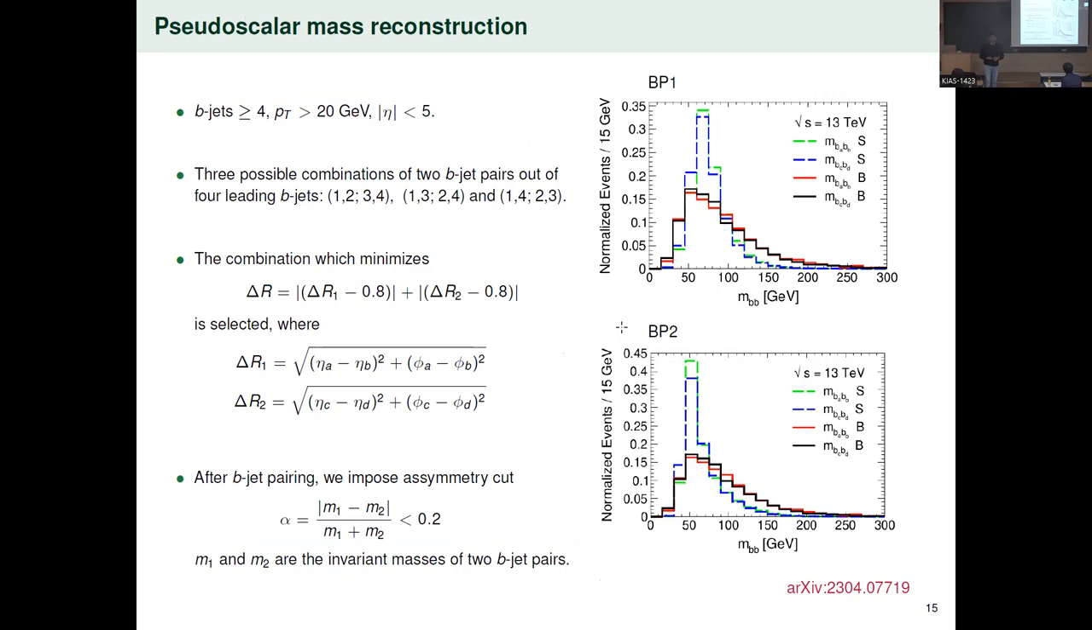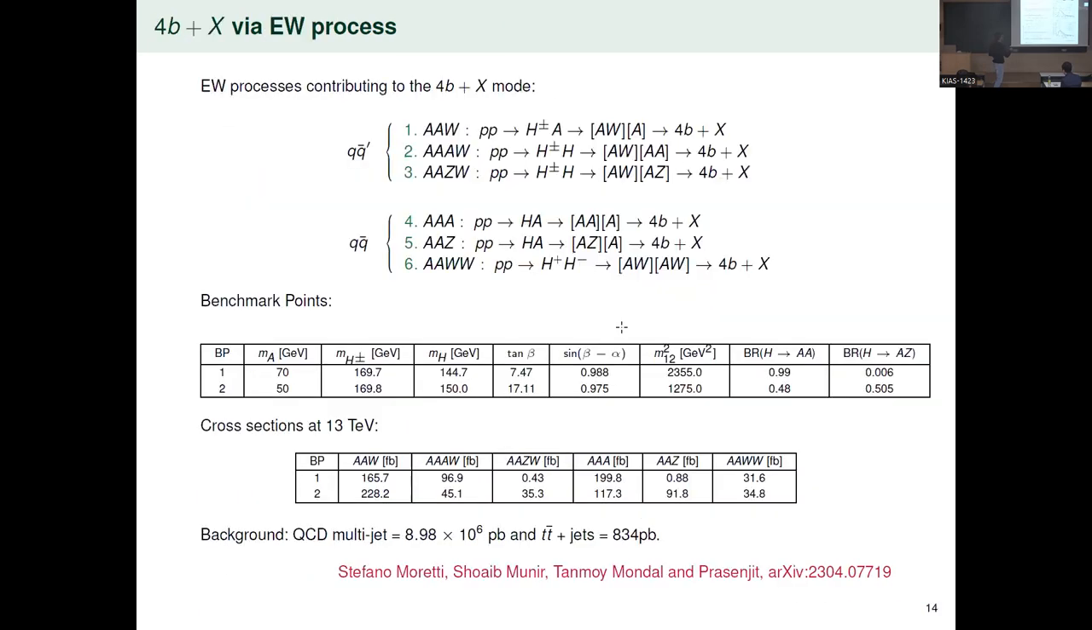For this one, what production channels did you consider? I considered all. You included all the electroweak contributions? Yes, all contributions. Okay. So the inclusive 4b is dominantly mediated by the electroweak processes, and these are the six contributors. So you consider the inclusive contribution by electroweak states. Okay. So you consider the two benchmark points, and you calculated each contribution from the six channels, right? Yes. Okay.